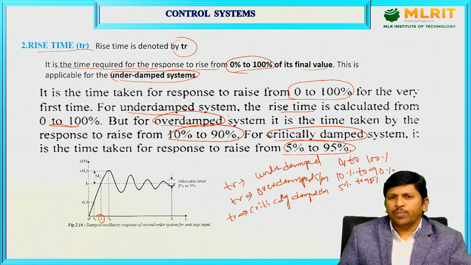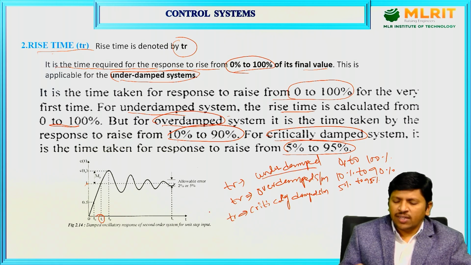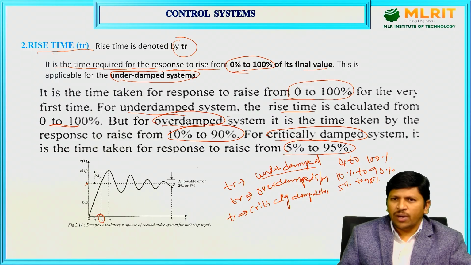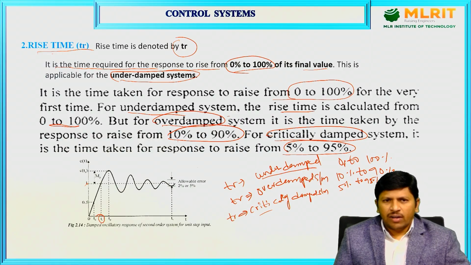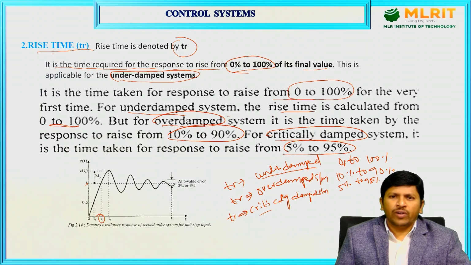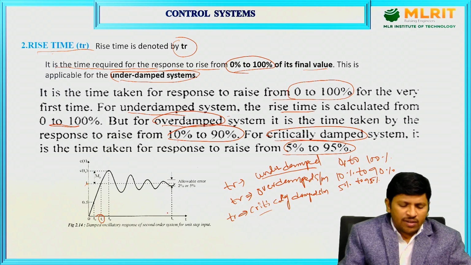Underdamped, overdamped or critically damped system: based on the damping ratio zeta value, the system can be classified as underdamped, overdamped, critically damped or undamped, right? Here for the underdamped system, the rise time is 0 to 100%, for overdamped 10% to 90%, and for critically damped 5% to 95%. All these are the rise times for the each and every damped system. From this figure we observe, right?